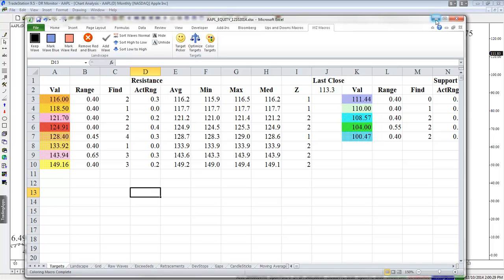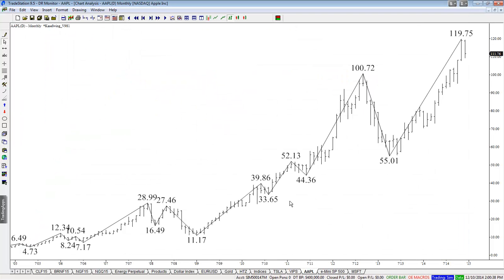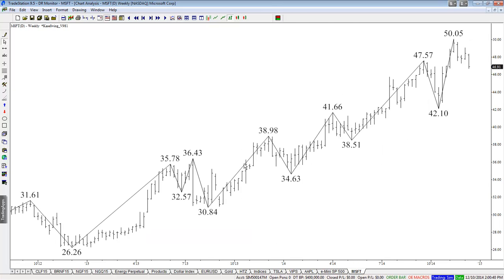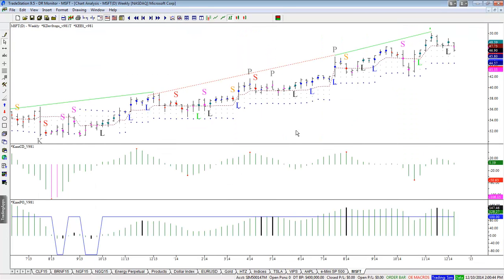All right, finally, the last one that we're going to go over here, last equity, or security, is Microsoft. And Microsoft has been really interesting because Ms. Kase was doing some analysis yesterday, and she was looking at the weekly chart.